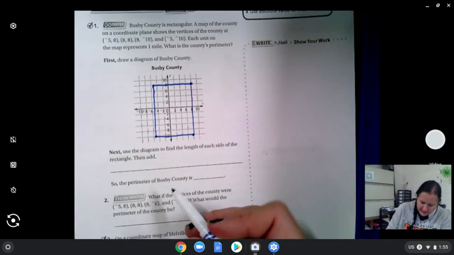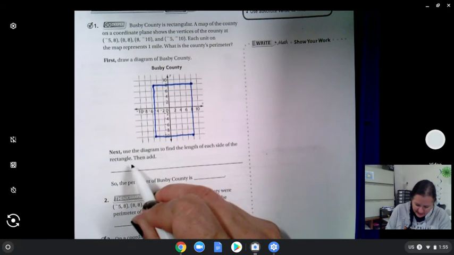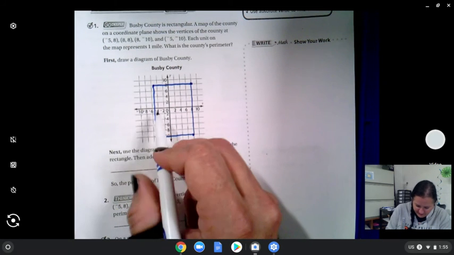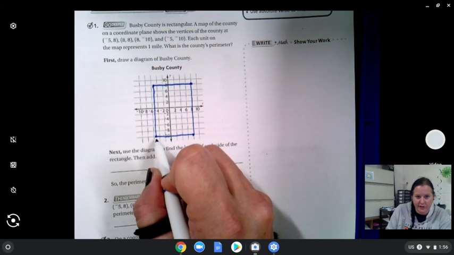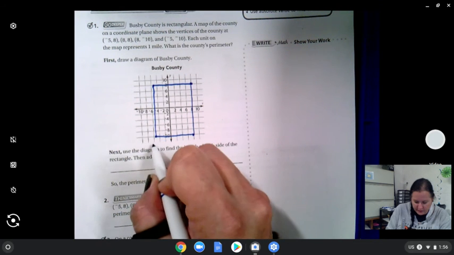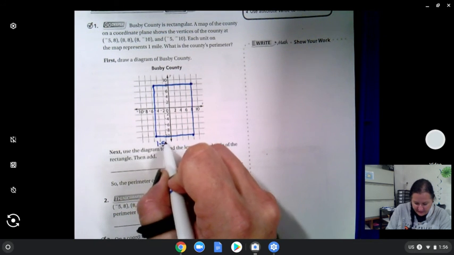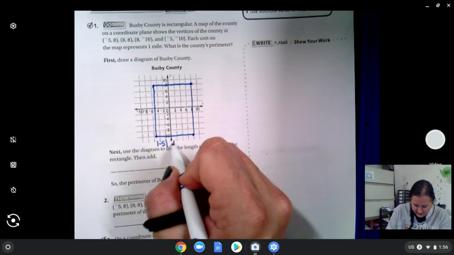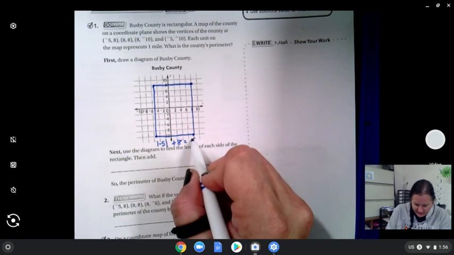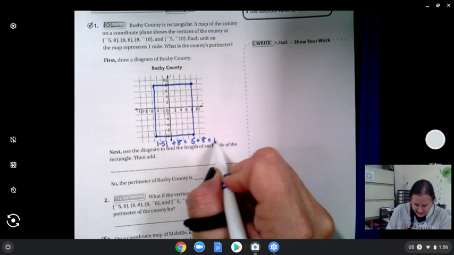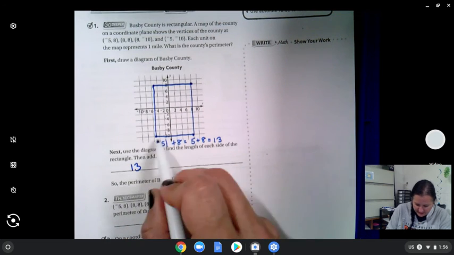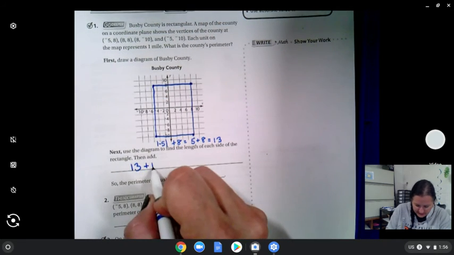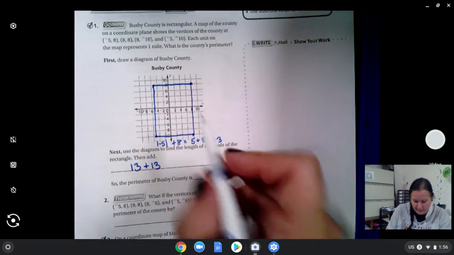Then it says use the diagram to find the length of each side on the rectangle. Then we're going to add. So here we have 5. This is a -5, but remember when you're finding the length of the side, we're using the absolute value of -5. So it'll be 5 plus 8. So 5 plus 8 is 13. So there's 13 on this lower side. And this is a rectangle, so that would be also 13 on the upper side, up here.